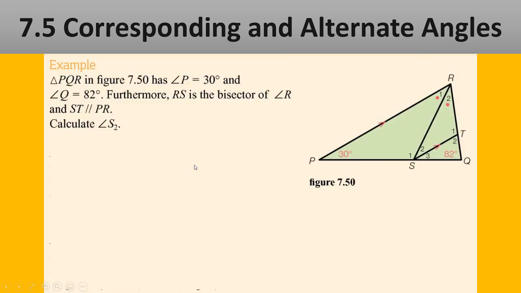Let's do one together. In this example right here, angle P is 30 degrees and angle Q is 82 degrees. Furthermore, RS, this line, is going to be the bisector of angle R, and they also give you that PR is parallel to ST.